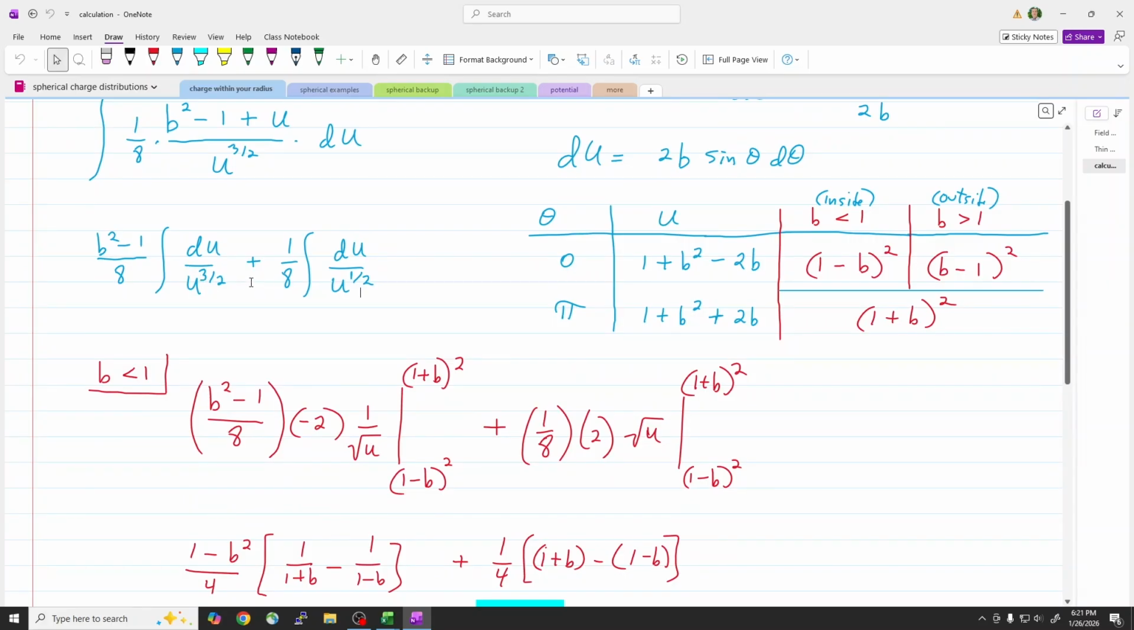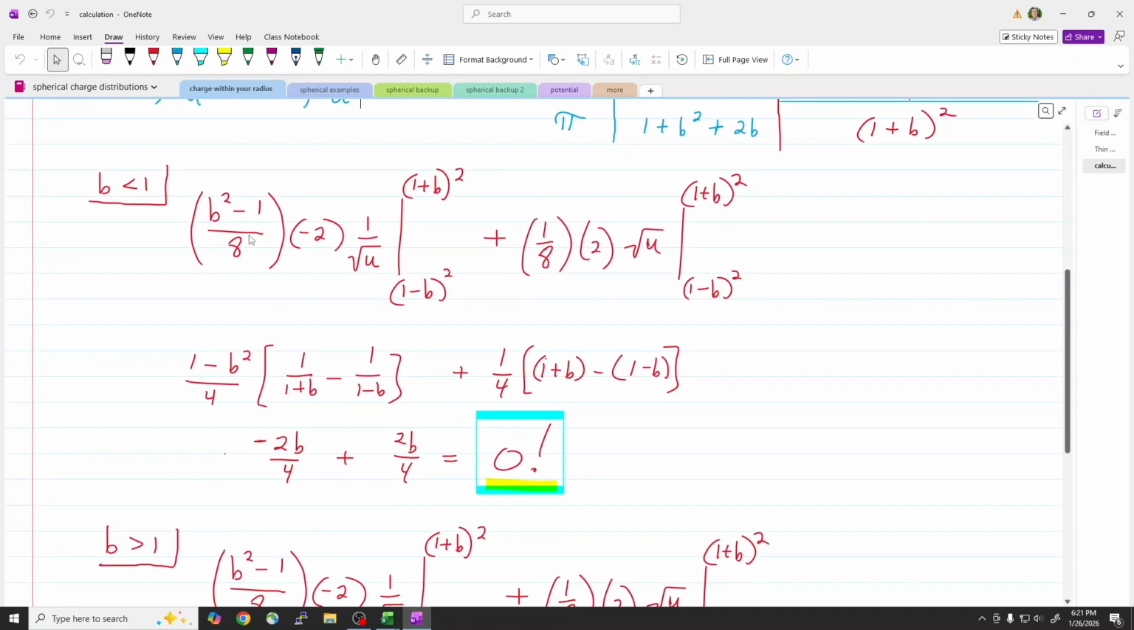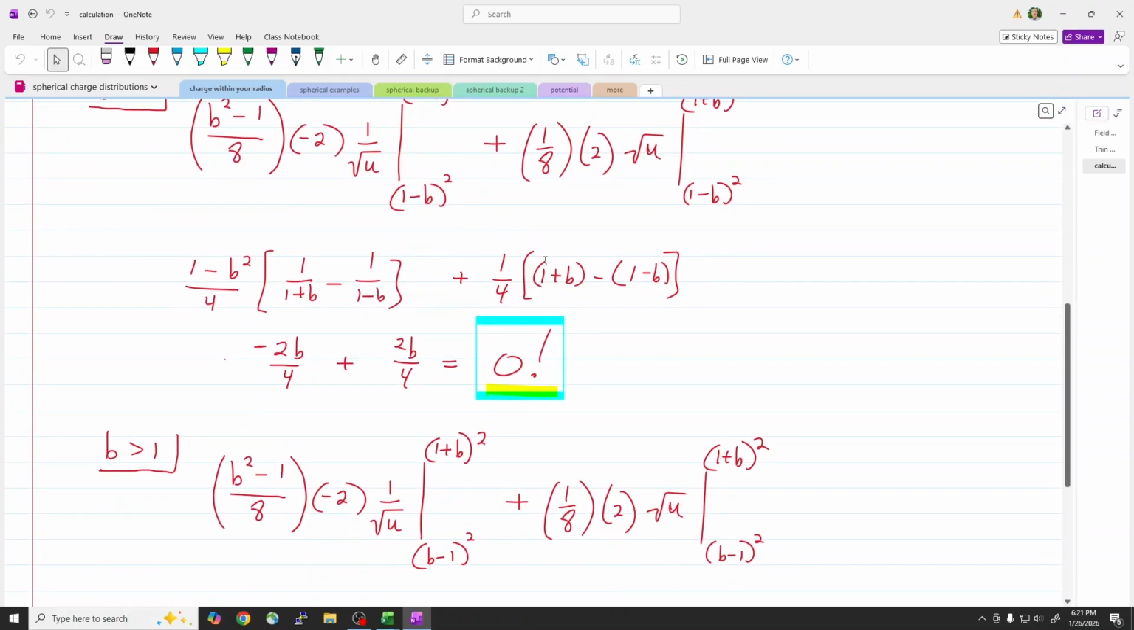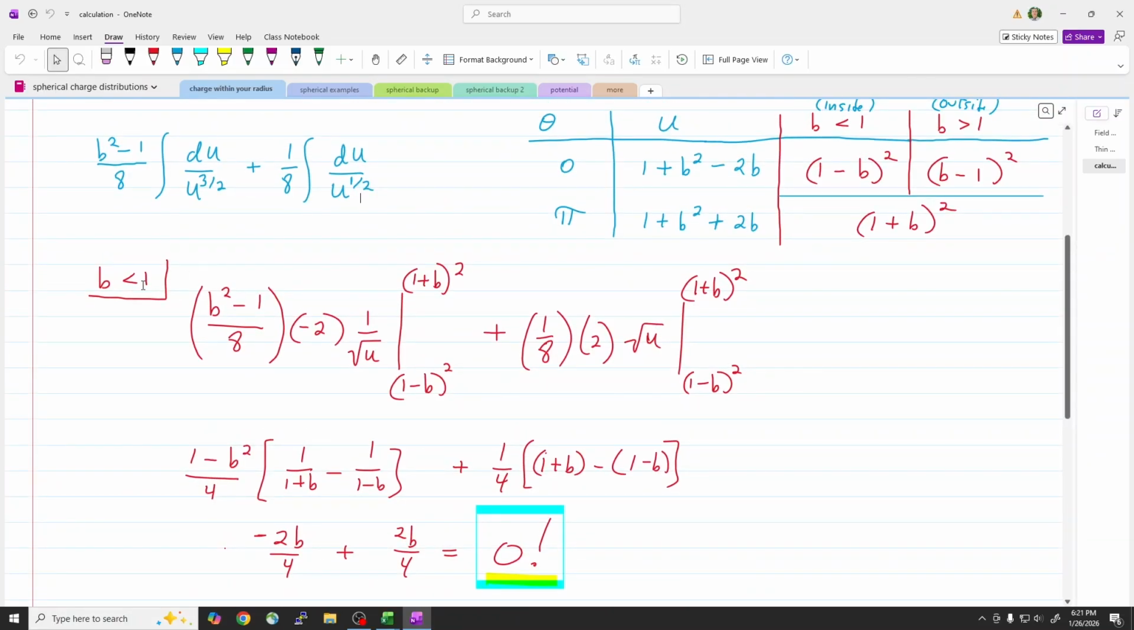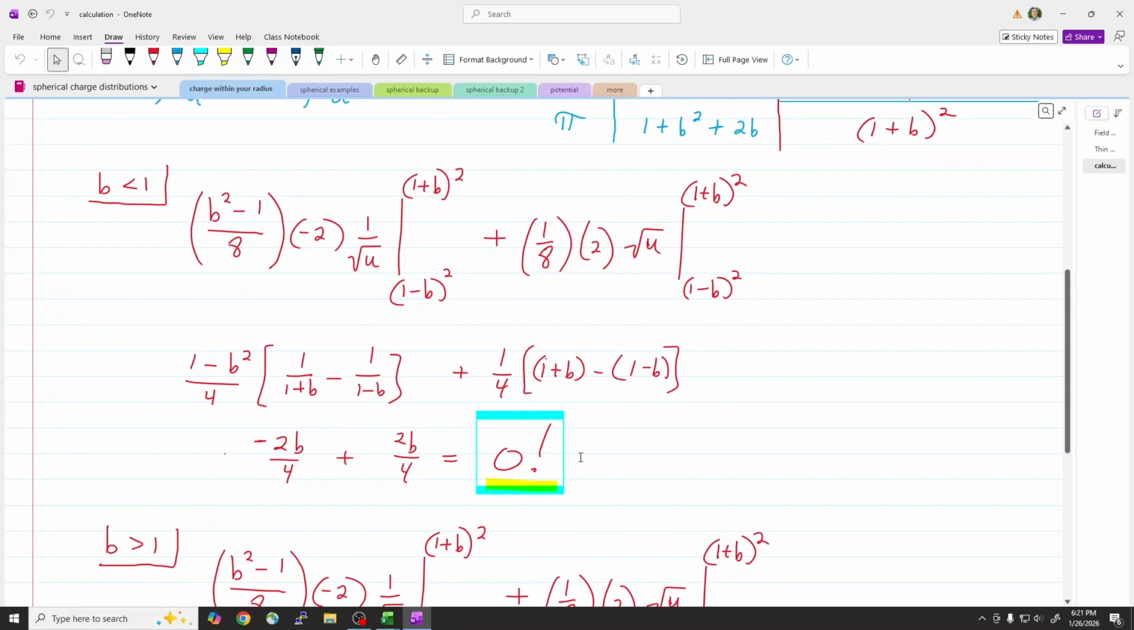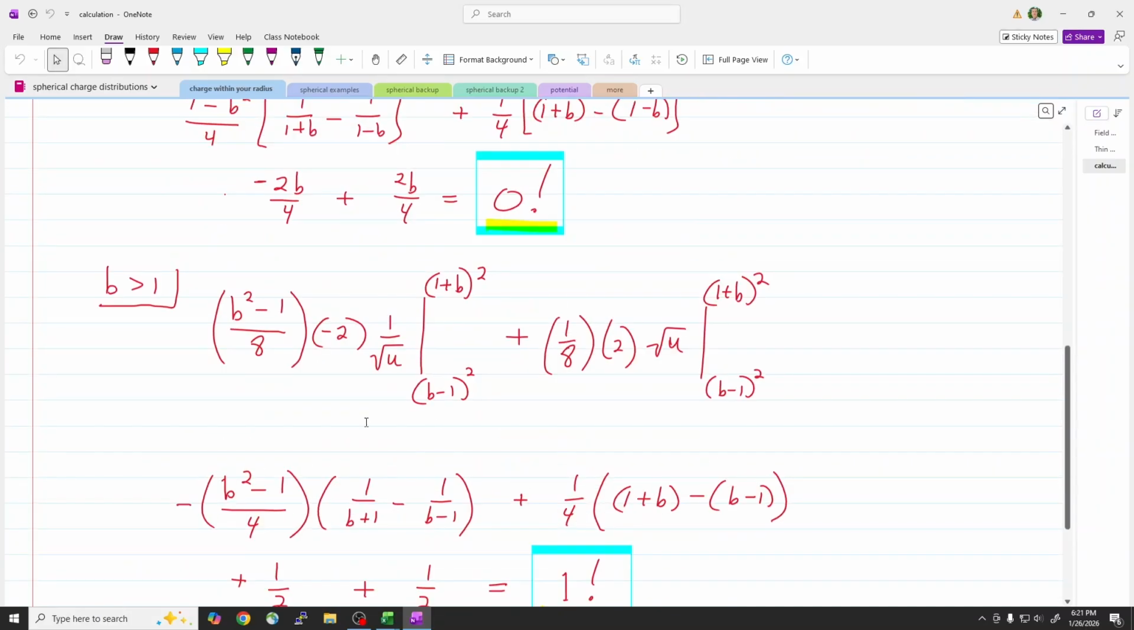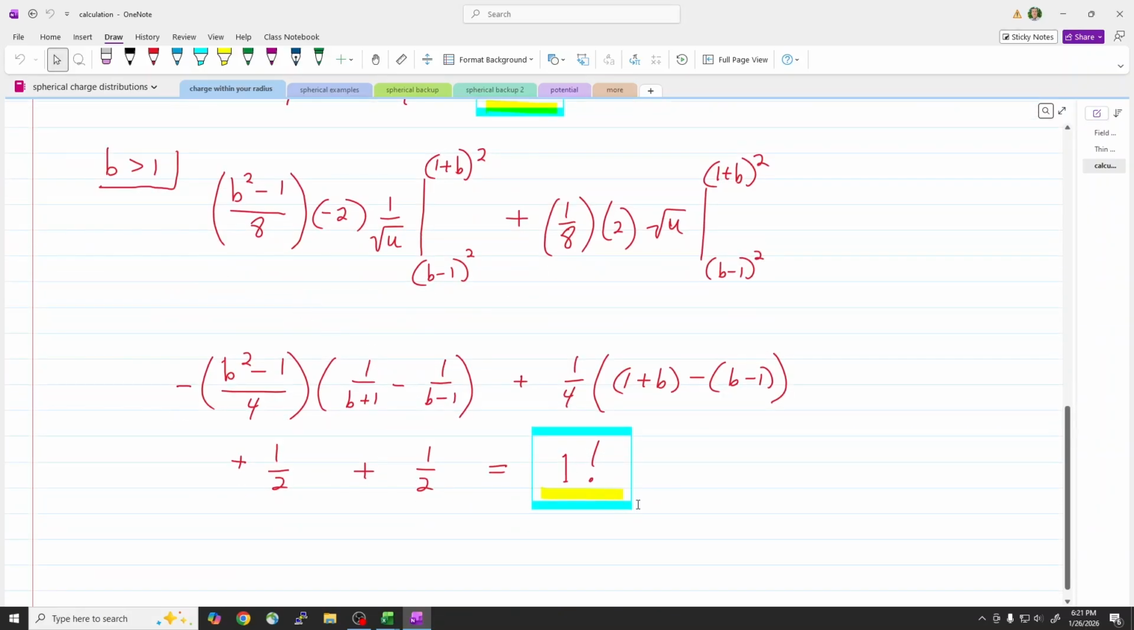And these are very straightforward integrals to do with the power rule. For example, u to the minus 3/2 with the power rule integrates as u to the minus 1/2 over negative 1/2, or negative 2, 1 over radical u. And so with those integrals done, we sure enough get that when b is less than 1, we get the 0 we were looking for. When b is greater than 1, we get that 1 that we were looking for.